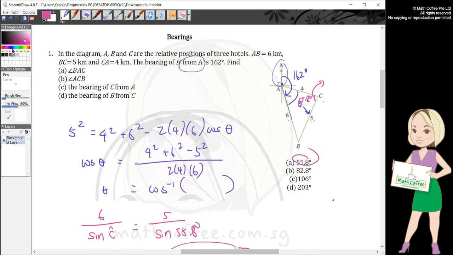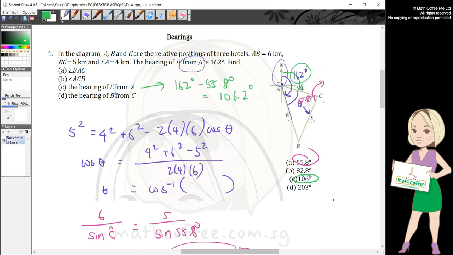Next, the bearing of C from A. My A already has the north pole. So look at the line AC. What they ask is to find this angle over here. So how do you find this angle? Because you already have 55.8, right? So just take 162 minus 55.8, and you will get the answer. Okay, I will get 106.2 degrees. This one is supposed to be 1 dp. I don't know why they put this one. So it should be 1 dp, 106.2.